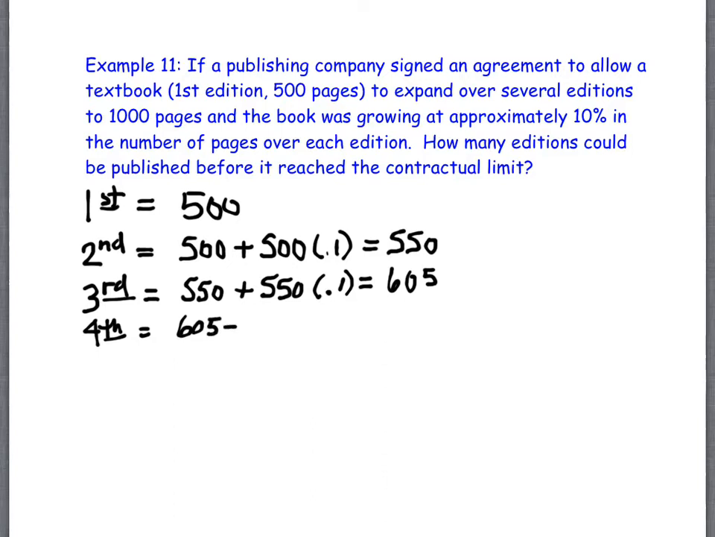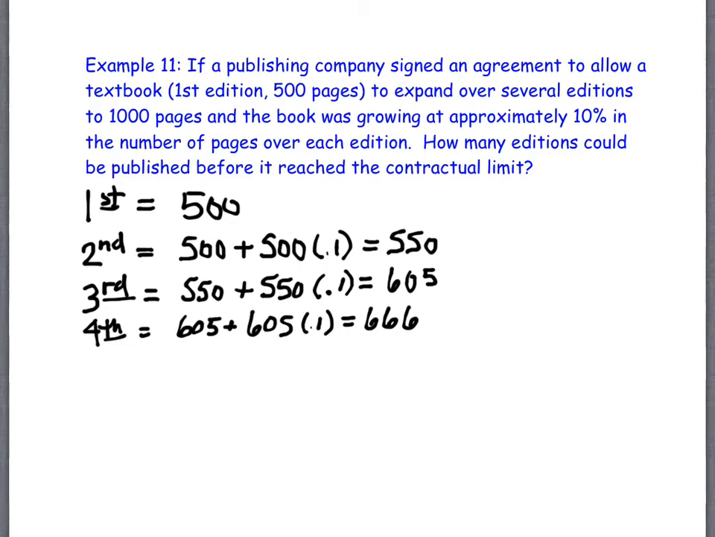605 plus 605 times 0.1. What does that give me? Okay, so we're going to round to a whole number of pages for the moment and that's a terrible number to put there, but that's okay. We recognize that in the end, our answer is probably not going to be close enough to exactly 1,000 that it's going to affect our answer.